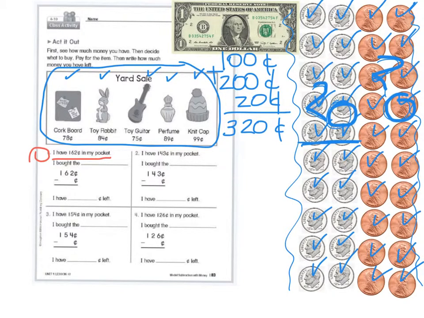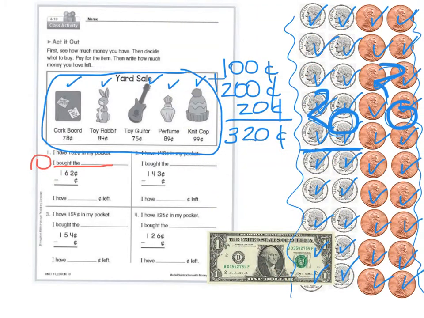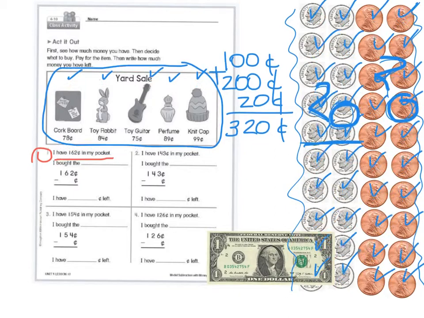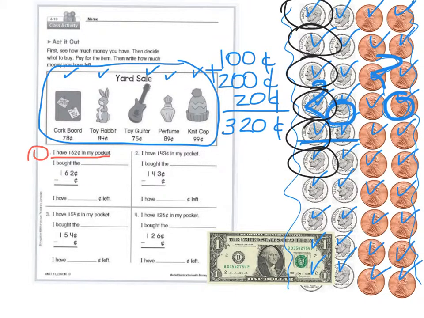and you're going to give them $1 for your 100, and then you're going to give them 6 dimes. 1, 2, 3, 4, 5, 6 for 60 cents, and 2 pennies for 2 cents. So they should have $1, 6 dimes, and 2 pennies. So they'll have 162 cents altogether.